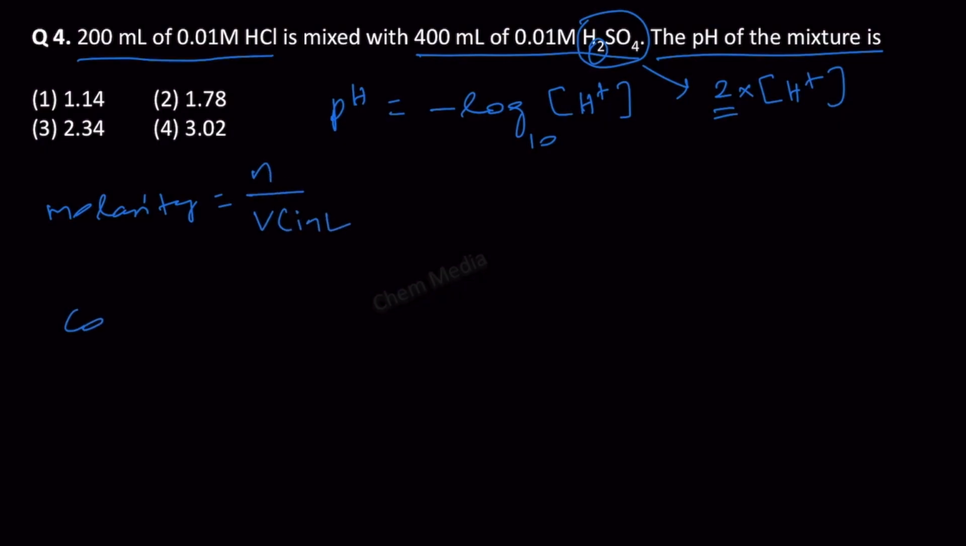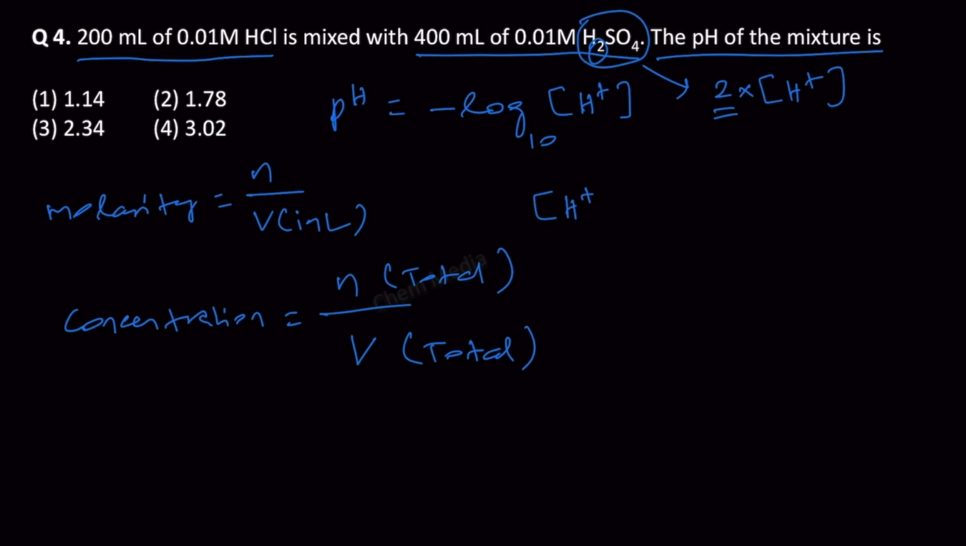But when you say concentration, that is equal to total number of moles divided by volume. It is not in liter, it is just total volume. So total number of moles divided by total volume. So this part you need to be very clear about. Now let's calculate the concentration of H plus.